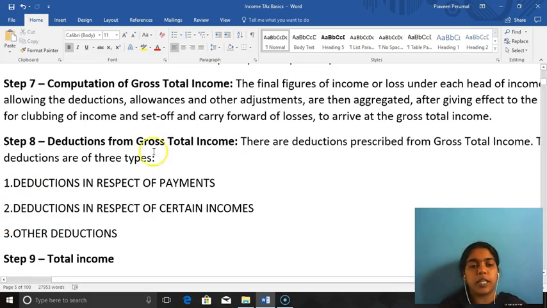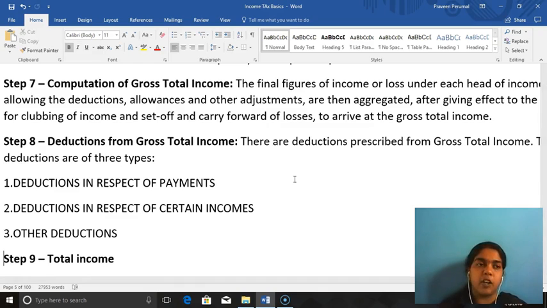Now from the gross total income, what is the next step? Deductions from gross total income. So we have deduction in respect of payment, deduction in respect of certain income, and other deductions. So what happens? You are making some LIC payment, or by virtue of a particular income, you are getting a natural deduction by the government. You are paying some LIC, or you are doing some payment, because of that you are enjoying some deductions. Because you are getting income from a particular source, you are enjoying a blanket exemption. So that is another type of deduction. So we have different types of deductions. So from the gross total income, deductions is the next.